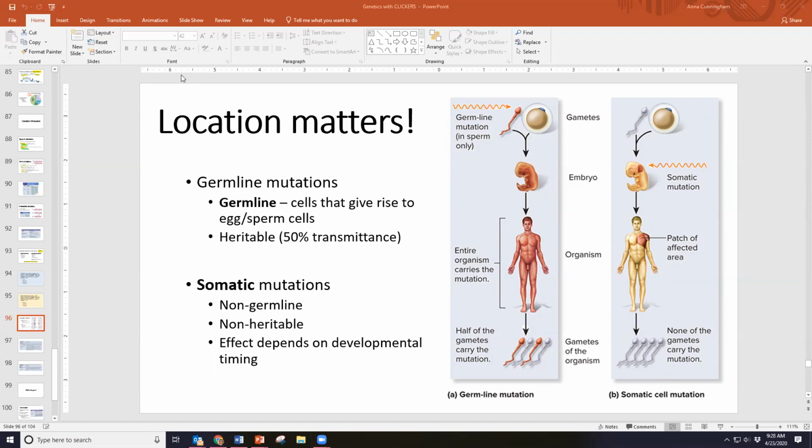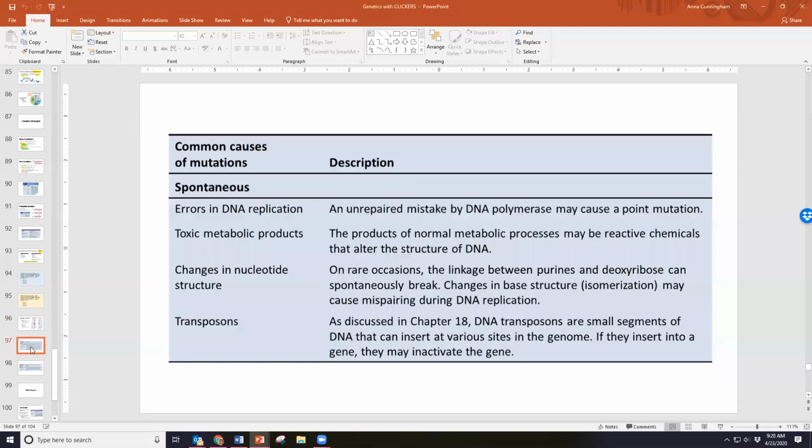All right, cool. I always get a couple of questions about what causes genetic mutations. Unfortunately, there are a lot of things that can cause genetic mutations. You can have things that cause mutations spontaneously, which is what this table is talking about.